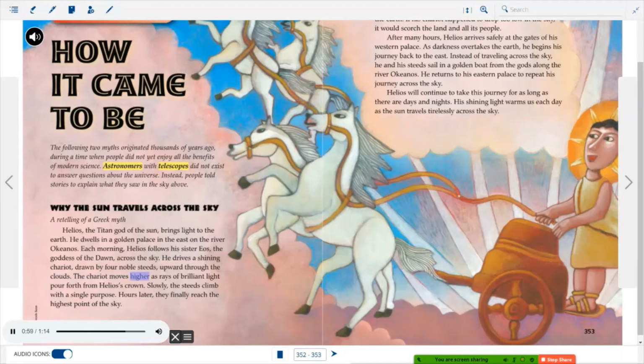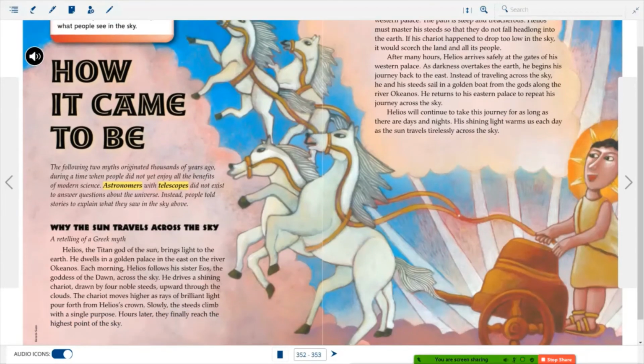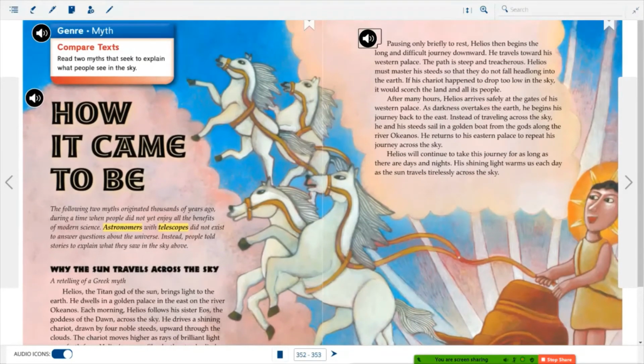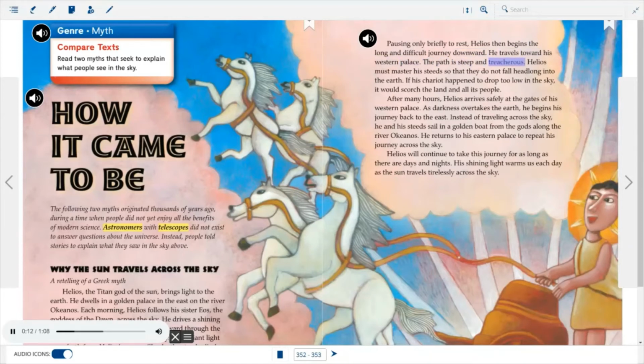The chariot moves higher as rays of brilliant light pour forth from Helios's crown. Slowly the steeds climb with a single purpose. Hours later, they finally reach the highest point of the sky. Pausing only briefly to rest, Helios then begins the long and difficult journey downward. He travels toward his western palace. The path is steep and treacherous.